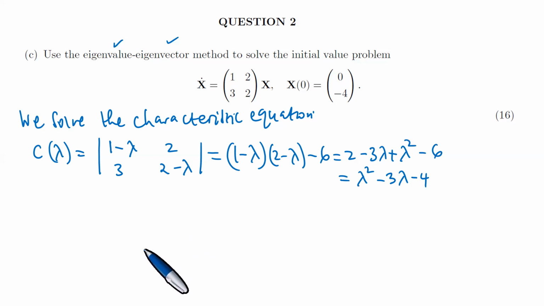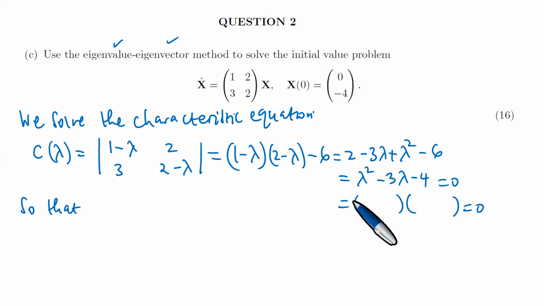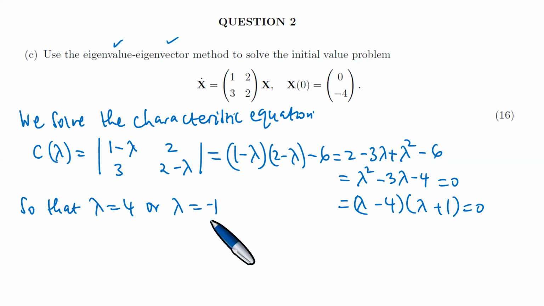Now, if this equals zero, let's first factorize this: (lambda minus 4)(lambda plus 1). From this I'm able to get that lambda is 4, or lambda is -1. These are the eigenvalues.